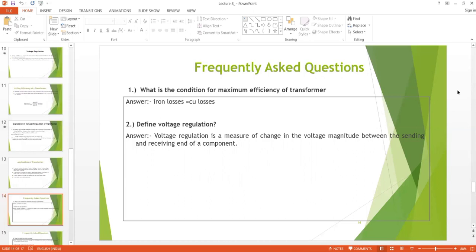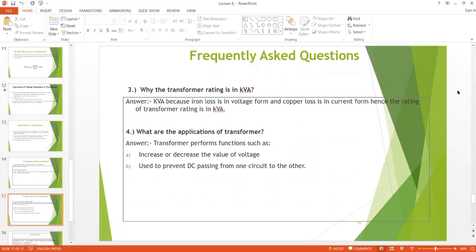Voltage regulation is the measure of change in output voltage magnitude between sending and receiving end voltage, and it should be very, very low. If voltage regulation is 0, efficiency is maximum. If voltage regulation is 100, efficiency is 0. They are opposite to each other. Please remember it. It is asked in various interviews.